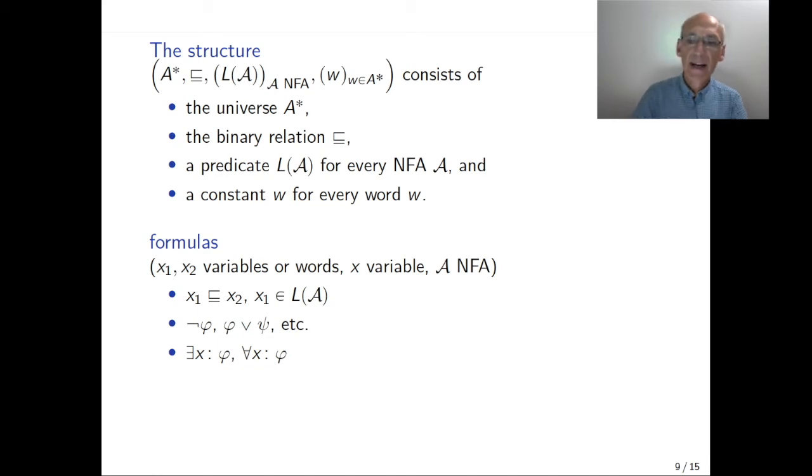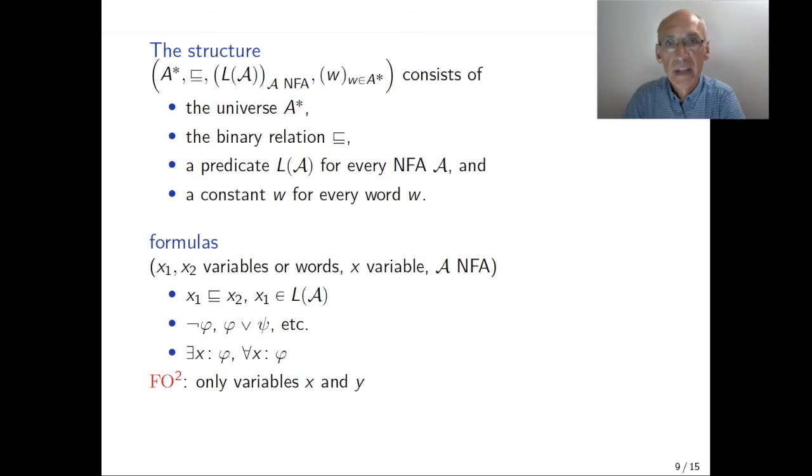These are the formulas, and now this is first order logic, and one could ask whether the first order theory of this structure is undecidable, and indeed it is, even if you only have the subword order and not the predicates and not the constants. So we have to restrict attention to fragments of this logic, and here is one fragment, FO2, and that's first order logic, but only two variable names. You can only use the variable x and the variable y. You can reuse them by quantification, but you only have these two names.